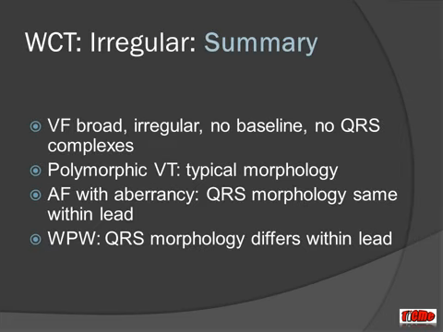So to summarise, irregular wide complex tachycardias. VF is broad, irregular, with no baseline and no QRS complexes. You should all be able to pick that. Polymorphic VT has typical morphology. If it's preceded by a long QT and has twisting axis, it's called torsade de pointes. Otherwise, it's just polymorphic VT. You can have AF with aberrant conduction, and remember that within the same lead, the QRS morphology will look the same. And then we can have AF in Wolff-Parkinson-White with an accessory pathway, and the QRS morphology will differ within the lead. And we may also see capture and fusion beats, which suggest that there are two pathways to the ventricle.